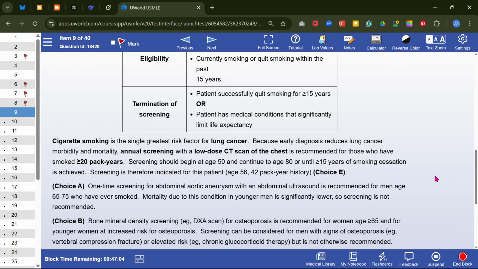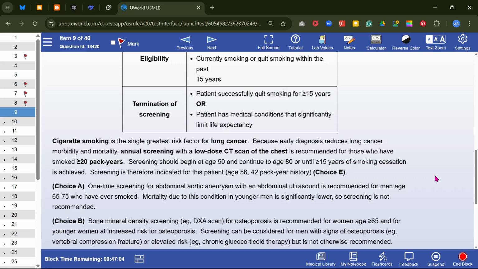Cigarette smoking is the single greatest risk factor for lung cancer. Early diagnosis reduces lung cancer morbidity and mortality. Annual screening with a low-dose CT scan is recommended for those who have smoked more than 20 pack years.